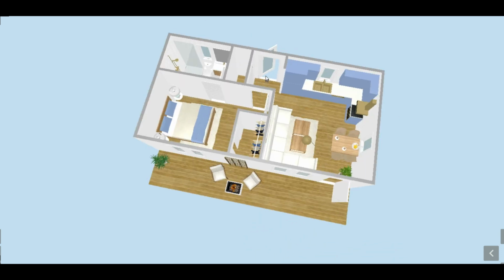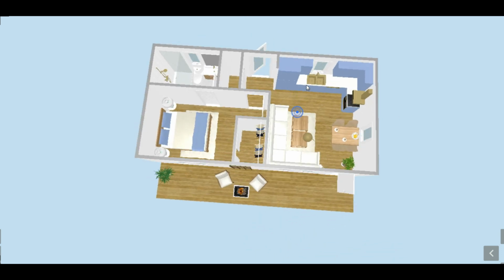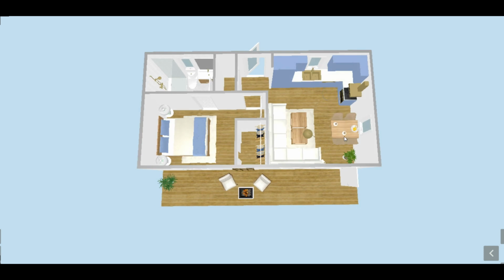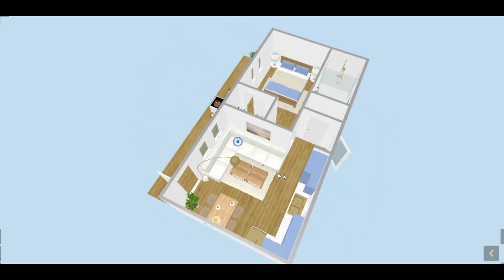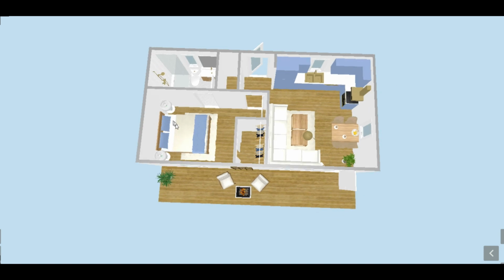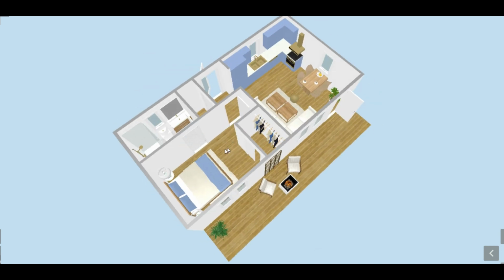So we can enter the apartment from here. Here is a kitchen with the dining space. Here is a living space. So from here we can go through to enter a bedroom.